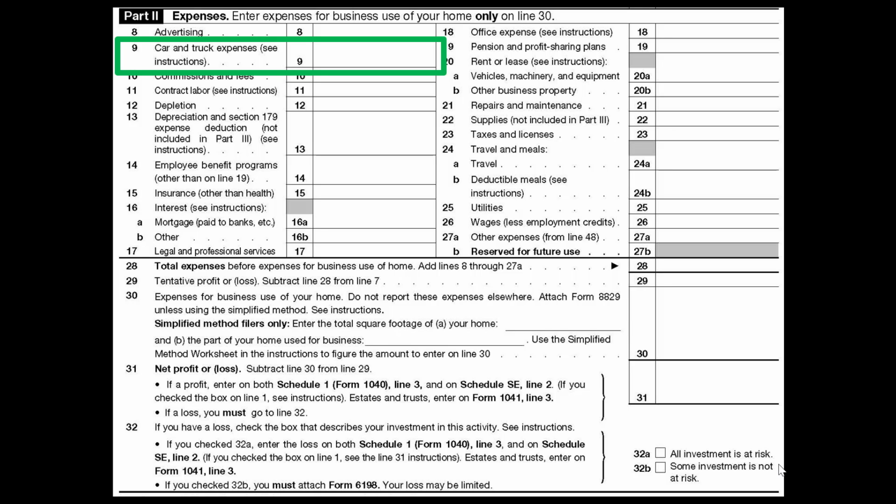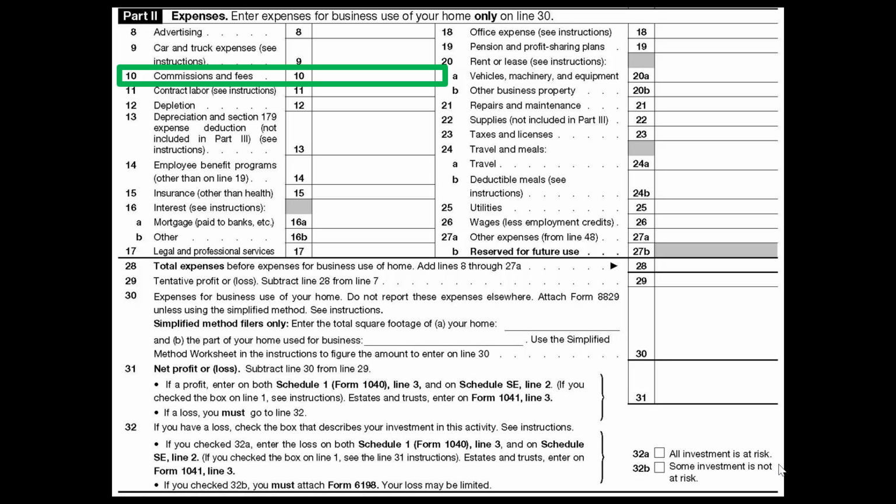We'll talk more about how to do car and truck mileage expenses when we get to the second side of the form. Commissions and fees will count as an expense on line 10. So if you sold a $10,000 artwork through a gallery and they only paid you $5,000, you still list $10,000 in the gross sales and then subtract the $5,000 commission here.